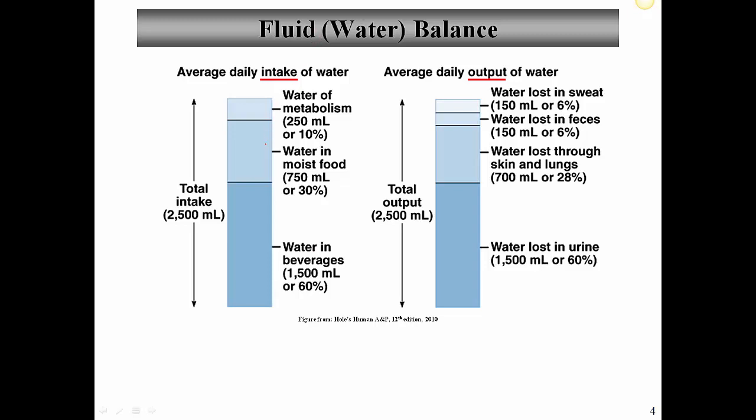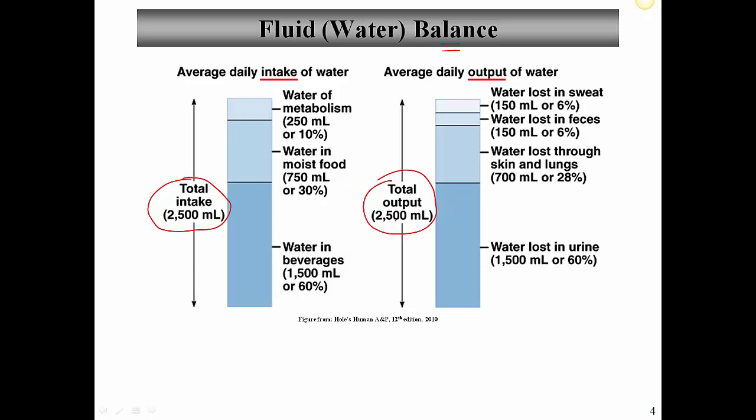In this diagram, you'll notice we have two bar charts, and on the left side you'll see it says total intake 2,500 milliliters. On the right bar it says total output 2,500 milliliters. So remember that we're talking about a balance here, and that means the amount in equals the amount out. So typically in a normal day we take in about 2,500 milliliters of fluid, and we excrete or put out about 2,500 milliliters of fluid. So normally we're in balance.